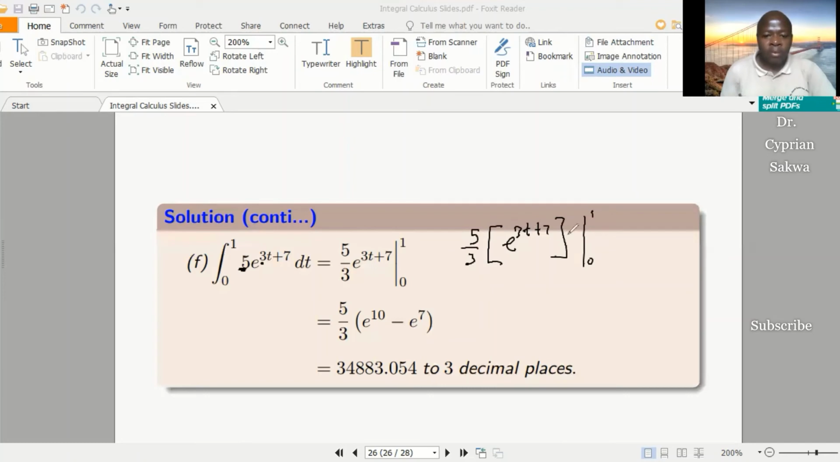When I put the upper limit, this would be 3 times 1, which is 3, plus 7, that is 10. And when I put the lower limit, this would be 0 plus 7, which is 7. You can do this on your calculator to get this. I've given the answer to 3 decimal places.